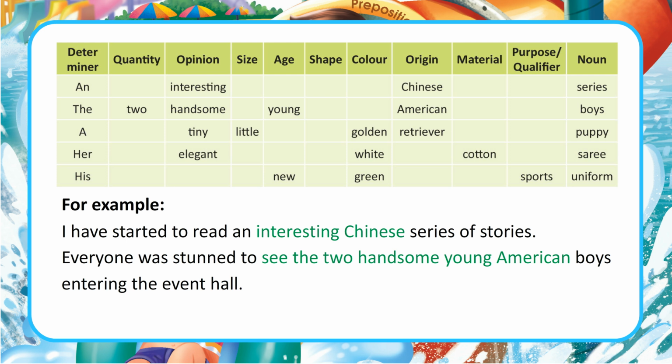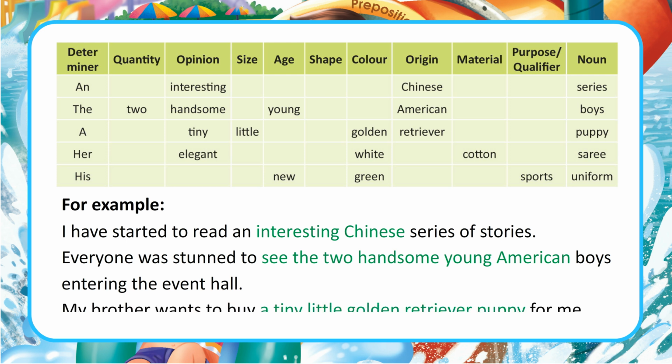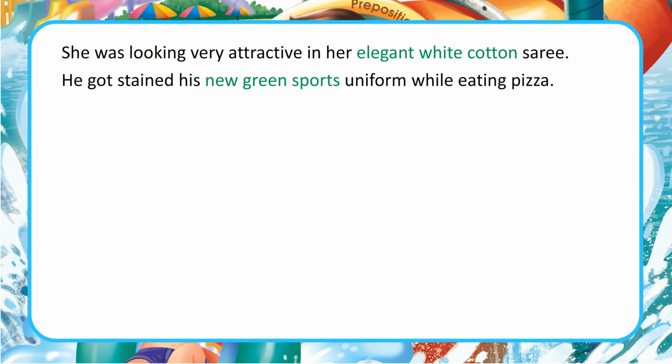For example, I have started to read an interesting Chinese series of stories. Everyone was stunned to see the two handsome young American boys entering the event hall. My brother wants to buy a tiny little golden retriever puppy for me. She was looking very attractive in her elegant white cotton sari. He stained his new green sports uniform while eating pizza.